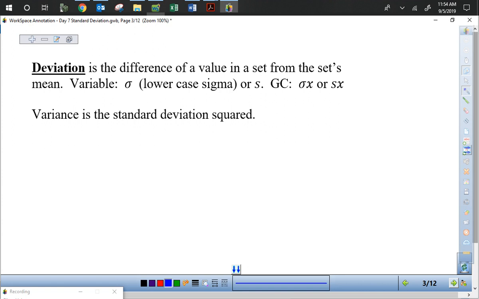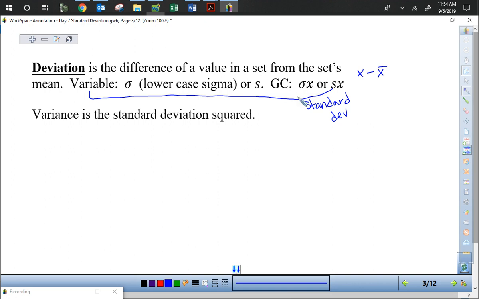So to start out, let's talk about breaking down the word standard deviation. Deviation is kind of like to deviate or move away from, but again, it's a difference measure. It's a difference of a value in the set from the set's mean. So we're going to take some number in our set and subtract the mean. Now, our variable here is actually the variable for standard deviation, not just a regular deviation. And we'll get to what that looks like in a minute.